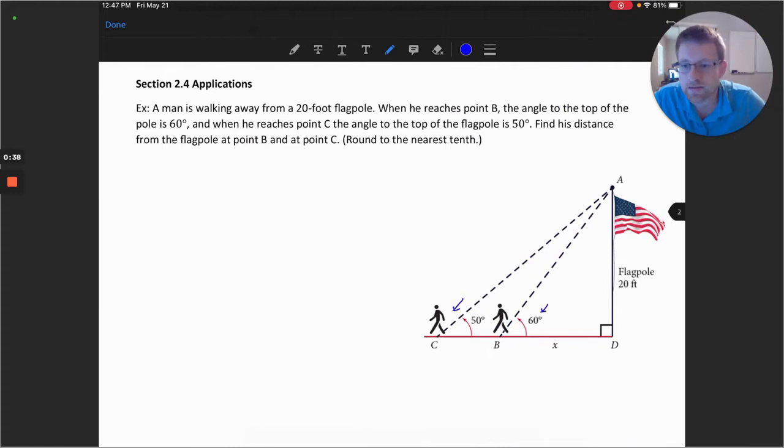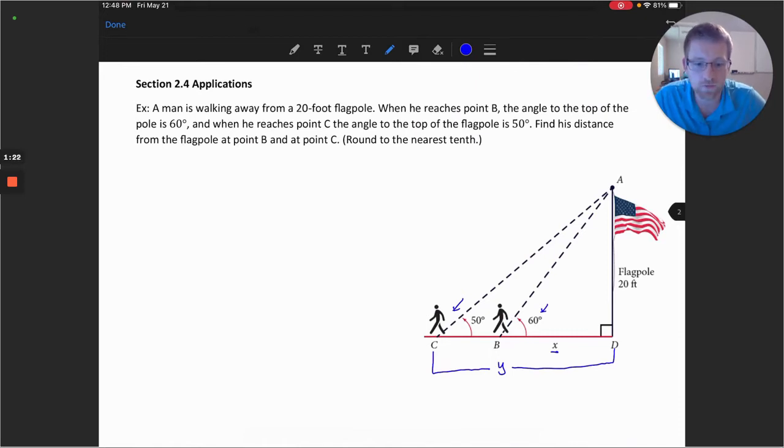So we want to find the distance from the flagpole at point B and at point C. So we want to find those distances. We're really looking for this x value here between B and D, and we want to find the distance from point D to C. One thing we could do here is highlight a second value. We'll call this y that spans from point C all the way to the flagpole. So this would be the full distance there.